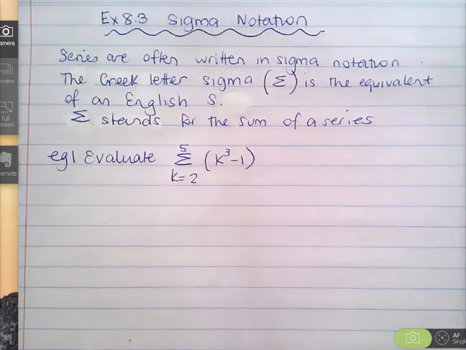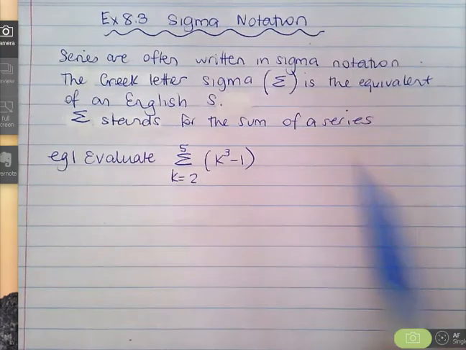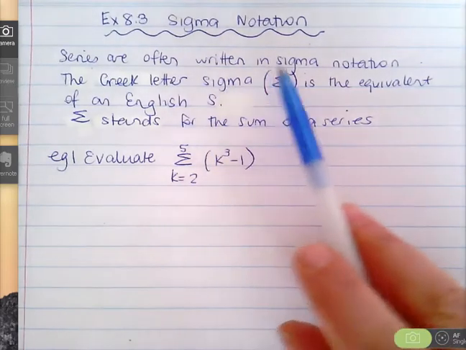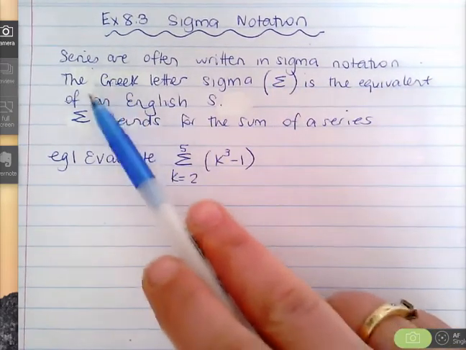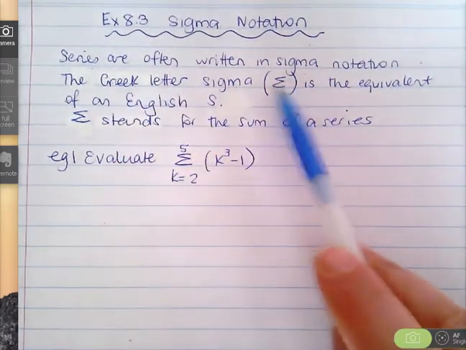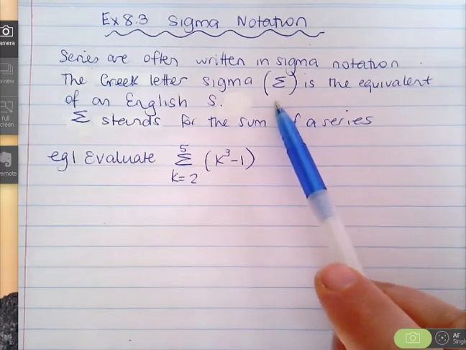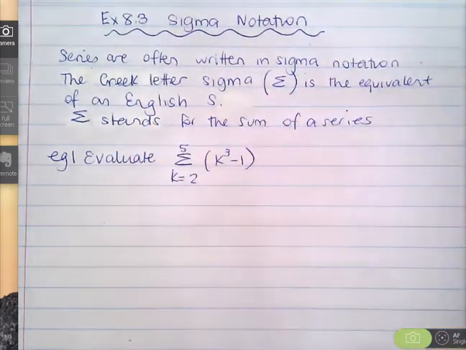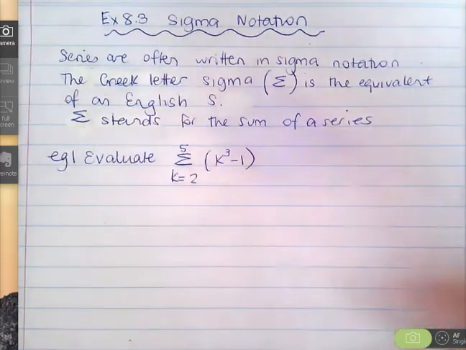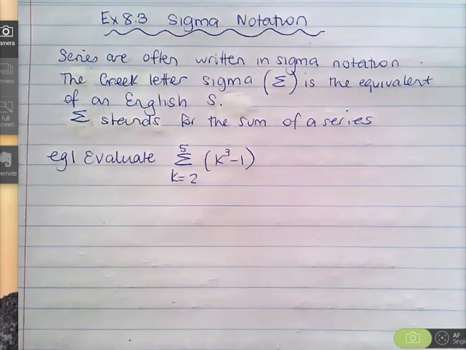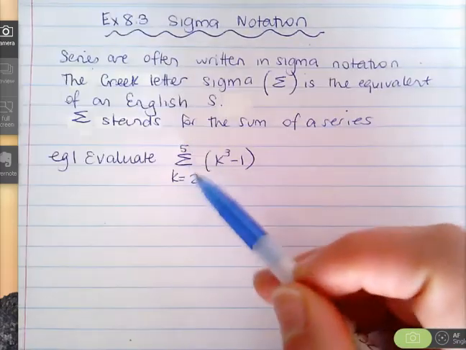Okay, next exercise. Exercise 8.3, sigma notation. Series are often written in sigma notation. The Greek letter sigma, which you've seen since year 8 or 9, is the equivalent of an English S. And here this sigma stands for the sum of a series. Just a few examples. Evaluate the sum of the series.